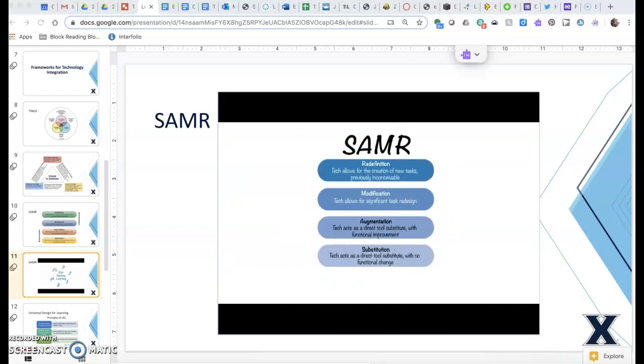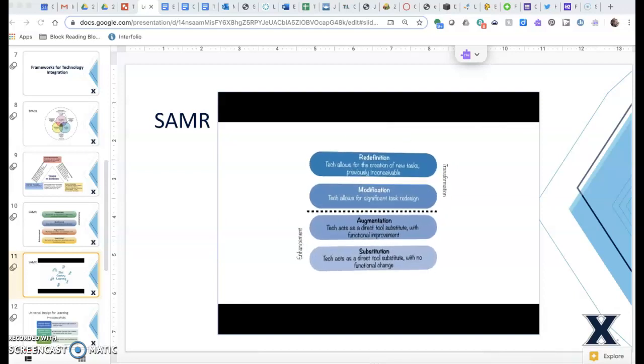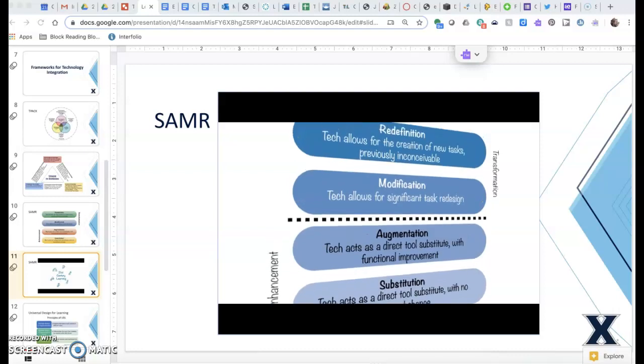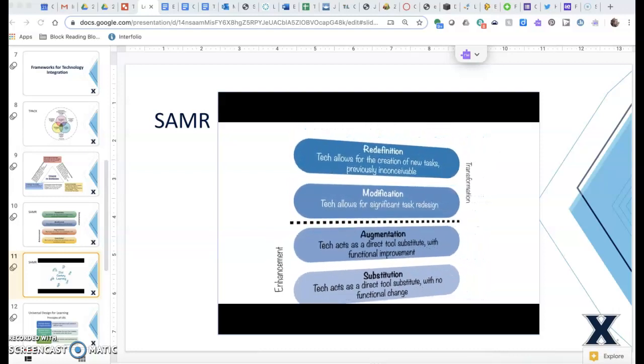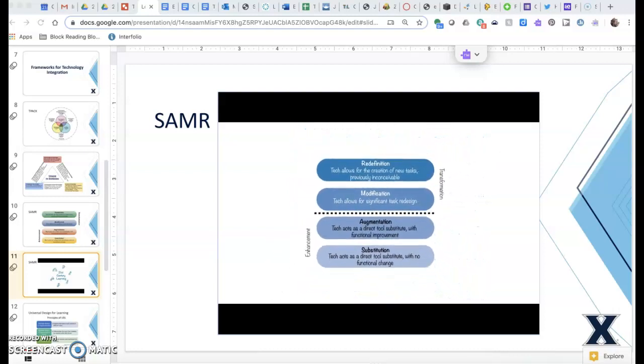Dr. Ruben Puentedura developed the SAMR model as a way for teachers to evaluate how they are incorporating technology into their instructional practice. You can use SAMR to reflect upon how you are integrating technology into your classroom. Is it an act of substitution, augmentation, modification, or redefinition?